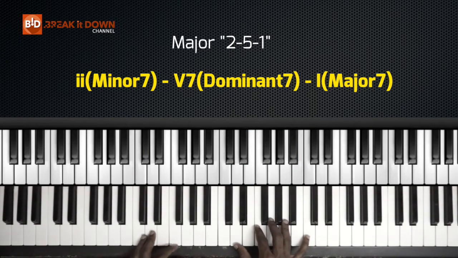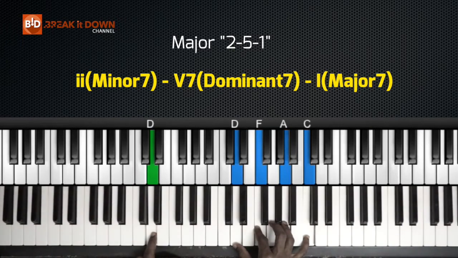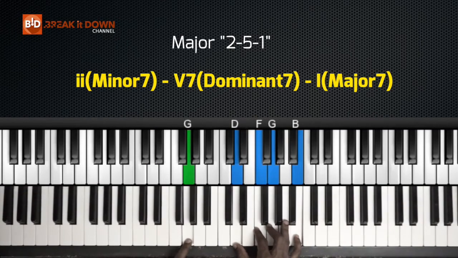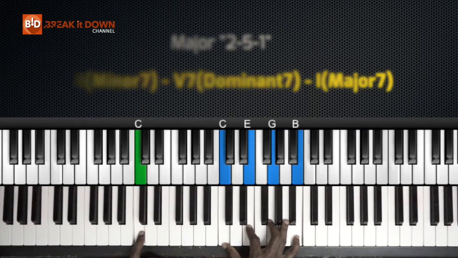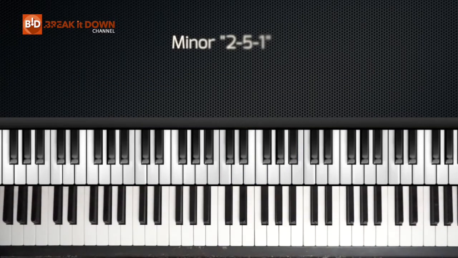So think of it this way. The 2 is always a minor 7, the 5 is a dominant 7, and the 1 is a major 7. Okay, so let's move on to the minor 2-5-1.